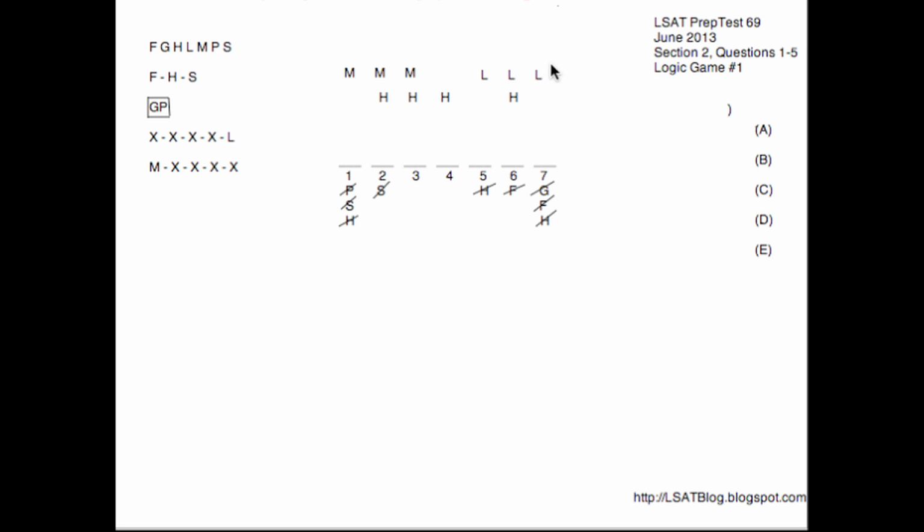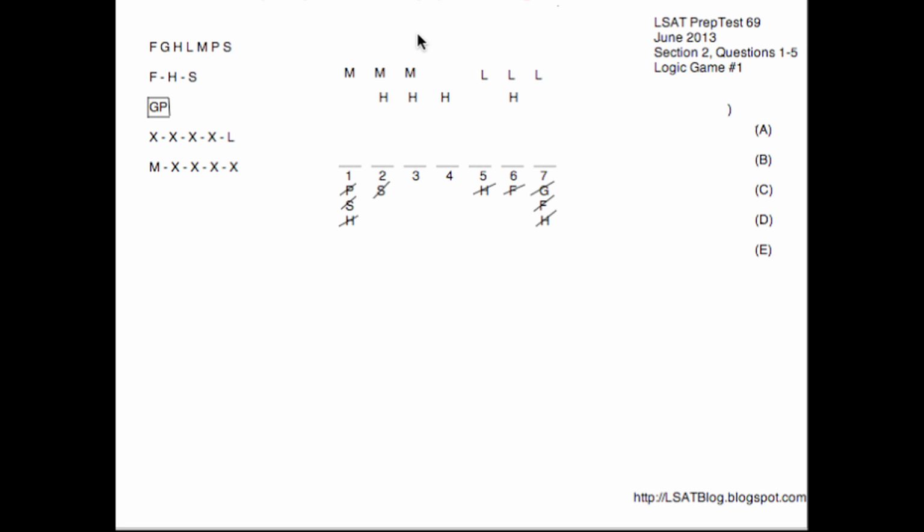Next rule, at least 4 manuscripts later than M, means that there are at least 4 things coming after it. So I have 4 X's loosely going after M, which means that M will have to be in the first 3 spaces somewhere. So similar to the previous rule, I have 3 little M's floating above the first 3 spaces.